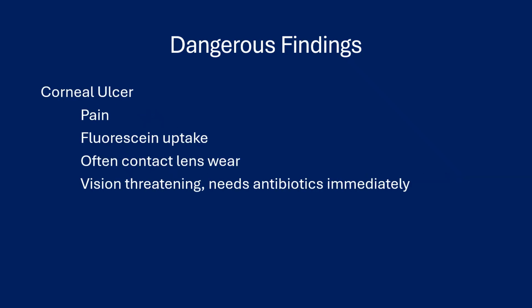Corneal ulcer. This one does come up sometimes. Classically associated with severe pain, we'll expect to see a fluorescein uptake on that exam of the cornea. Frequently will give a history of being a contact lens wearer. If you have severe pain and a history of contact lens use, think corneal ulcers for sure. This one is vision threatening and needs antibiotics immediately. Much more serious than your normal corneal abrasion, a minor corneal injury. Corneal ulcers are very serious.